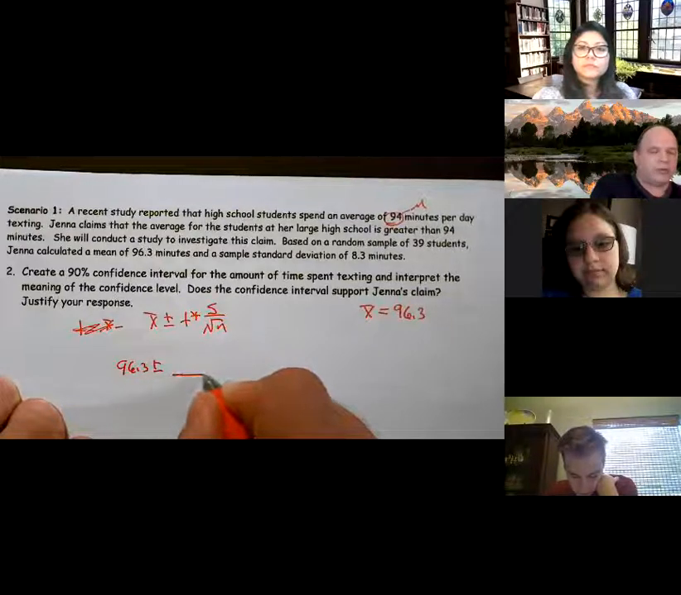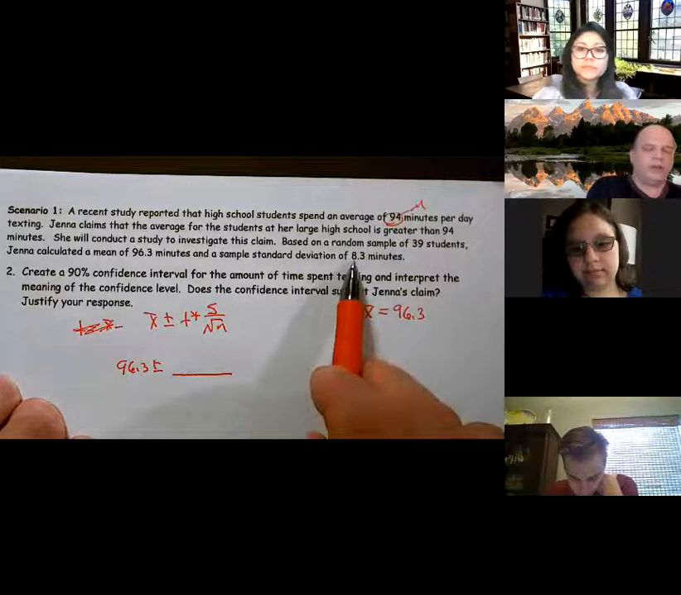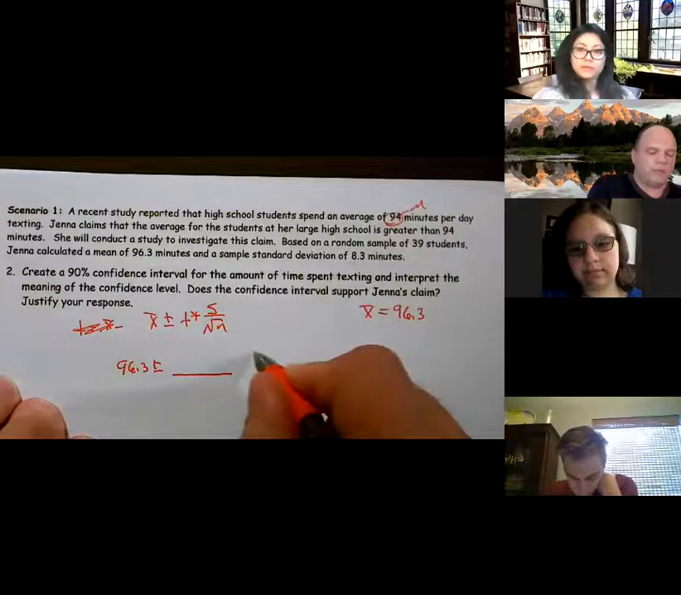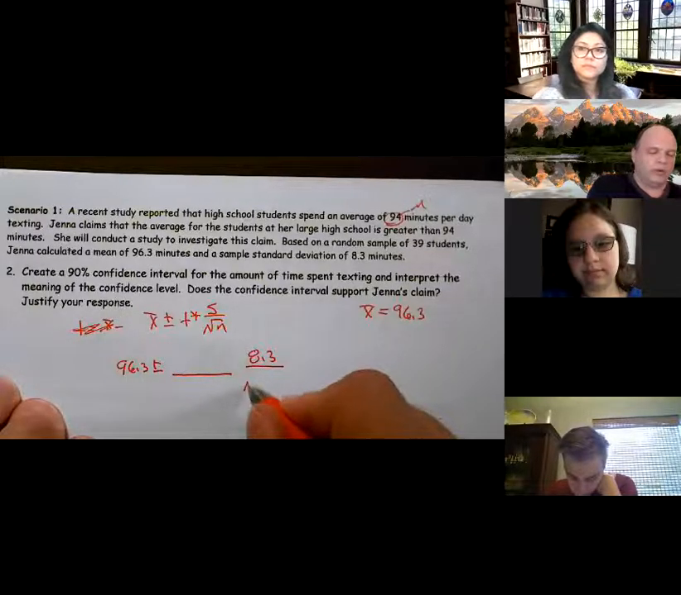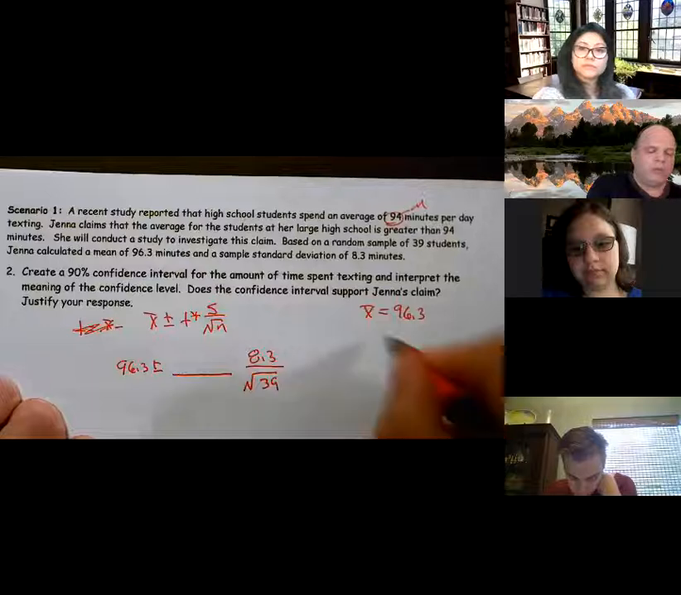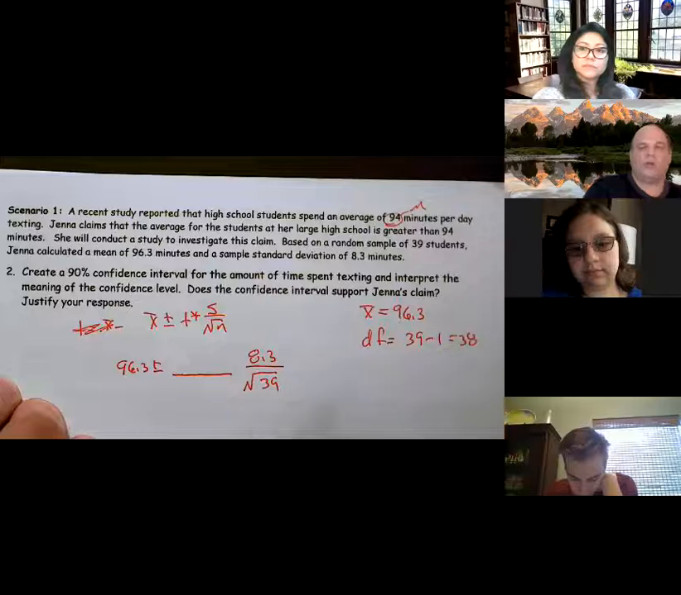I'm going to leave a space for t star because I don't know that off the top of my head, and I'll come back to that in just a moment. I know the standard deviation was 8.3, and I know my sample size was 39, so we're taking the square root of 39. That means my degrees of freedom is 39 minus 1, which equals 38. Now I need to go back and calculate t star.